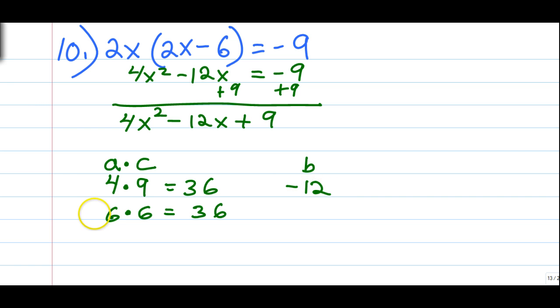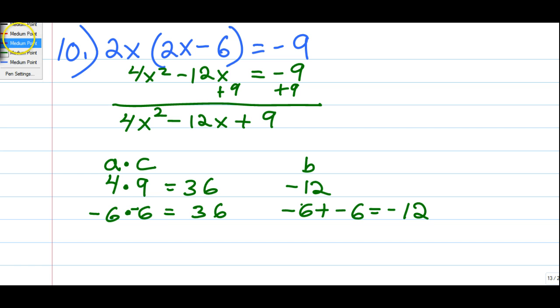So I need to come back over here and place on both of my 6's a negative, because a negative times a negative still will create my positive. But when I sum it together, my negative 6 plus my negative 6, I get my negative 12. I found my two numbers to replace my middle term.